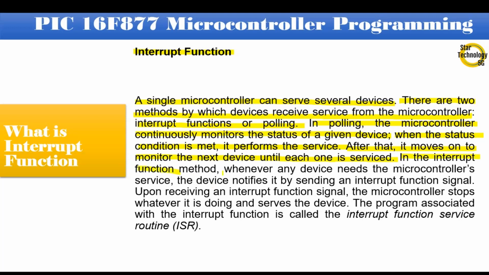In the interrupt function method, whenever any device needs the microcontroller's service, the device notifies it by sending an interrupt function signal. Upon receiving an interrupt function signal, the microcontroller stops whatever it is doing and serves the device. The program associated with the interrupt function is called the interrupt function service routine, ISR.